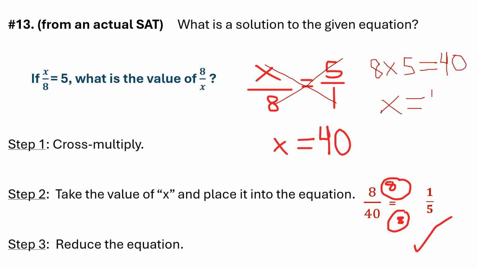Most people say, hey, answer's 40. No way. It asked you a second part of the equation. What is the value of 8 over x? So what do you do? Make life easy on yourself. Stop making life hard. 8 over 40 equals 1/5.